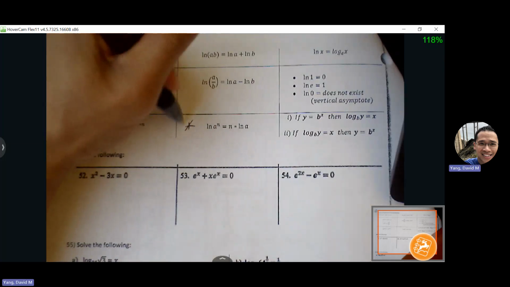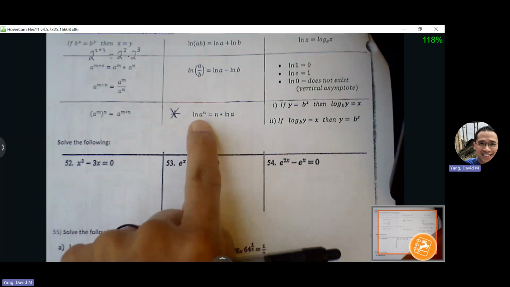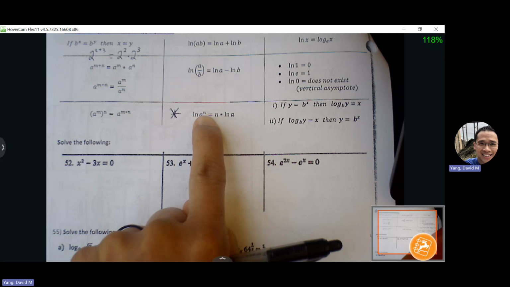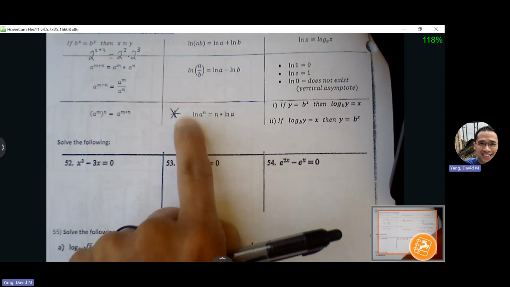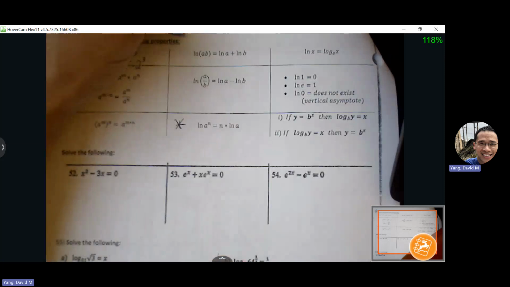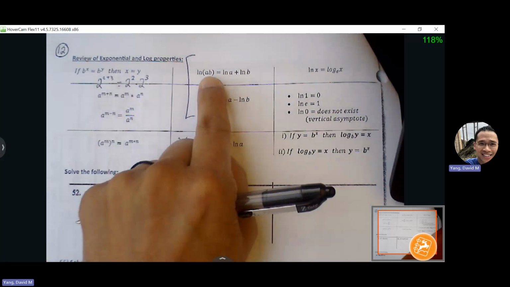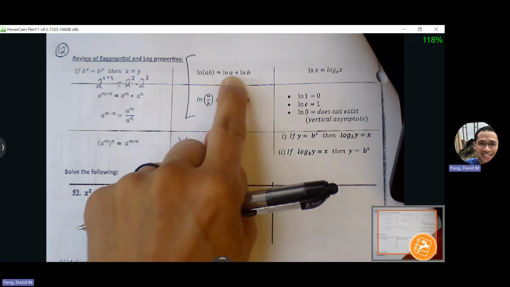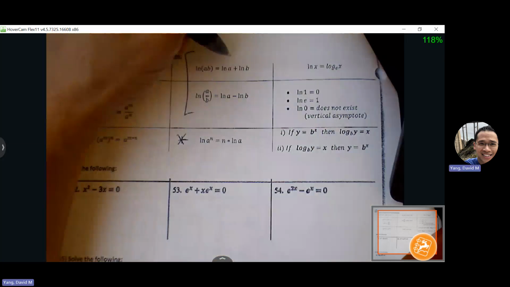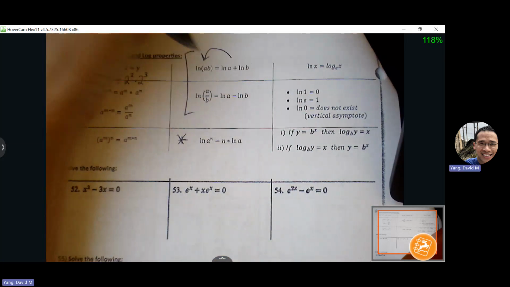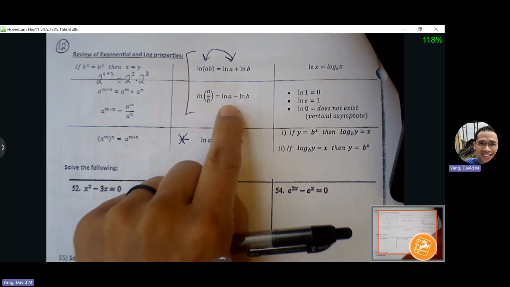We talked about this log property where if I have a log raised to an exponent, that exponent is free to move as a coefficient. But there's also two helpful properties. If I have natural log of a times b, I can expand that out into natural log of a plus natural log of b. Or I can go the other direction, depending on whichever way is going to help me move forward with my problem.